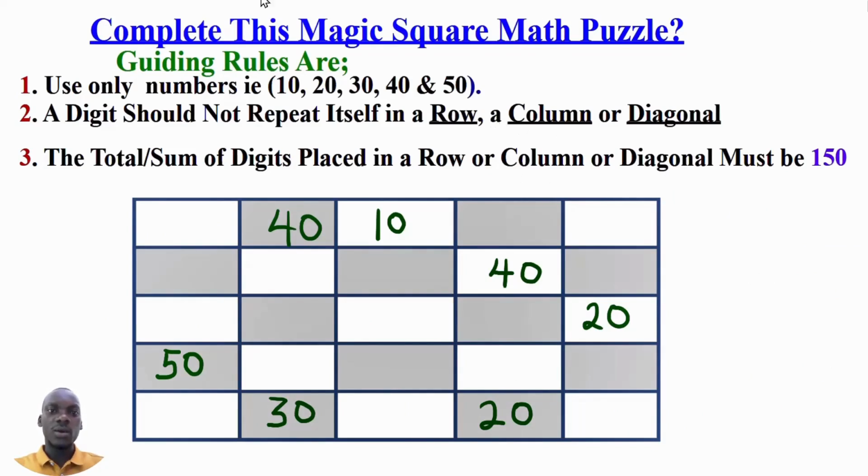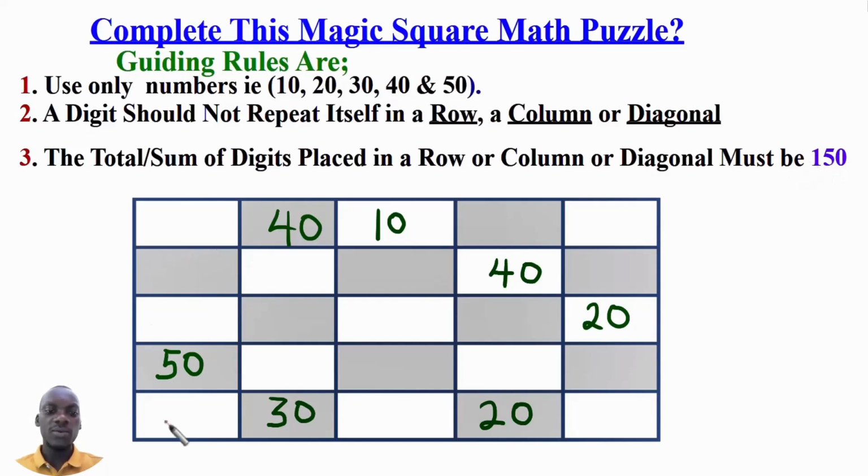The question is, complete this magic square math puzzle. And we have the guiding rules. In here we say that use only numbers. So in here we are using 10, 20, 30, 40, and 50. Rule number 2 reads that a digit should not repeat itself in a row, a column, or a diagonal. Now rule number 3, the total sum of digits placed in a row, a column, or a diagonal must be 150. So in this case, it is 150. For our case, it has been 15.